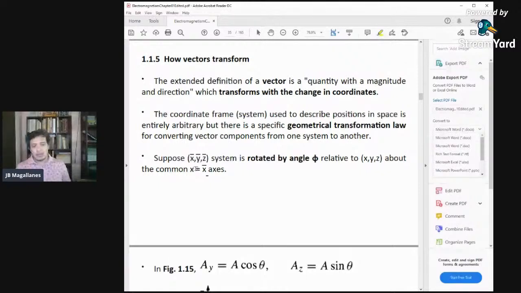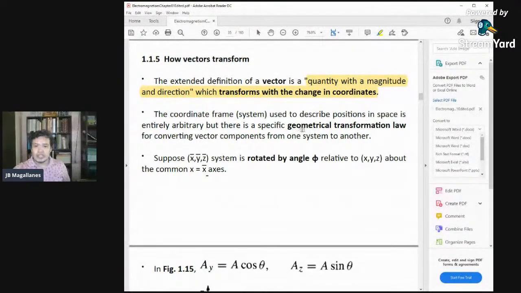However, vectors, when you change coordinate frames, will transform. The components would be different. So a vector is a quantity with magnitude and direction, and it transforms with a change in coordinates, or with a change in the coordinate frame.